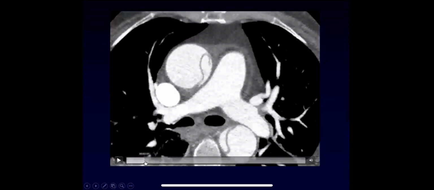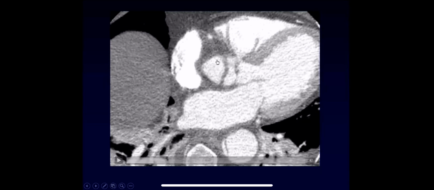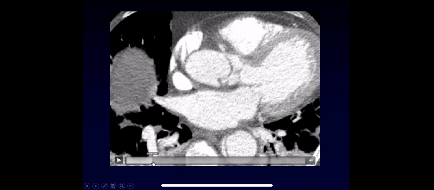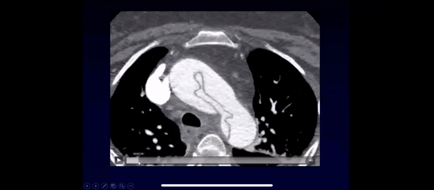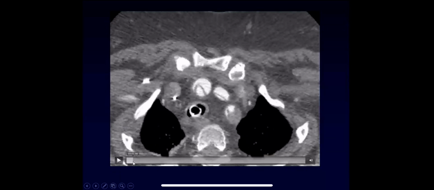So let's just look down at the aortic root. We see a flap. So this is a type A aortic dissection, and we can see that the flap is extending into the ascending thoracic aorta, into the arch vessels.